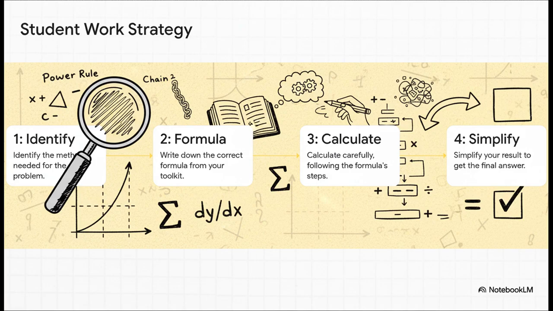First, just stop and identify the right tool. Is this a product rule problem, a chain rule problem? Second, physically write down the formula you're going to use. It really helps focus your brain. Third, just calculate carefully, follow the steps. And finally, clean it up, simplify your result. This simple strategy turns what looks like a big, scary problem into a totally manageable checklist.